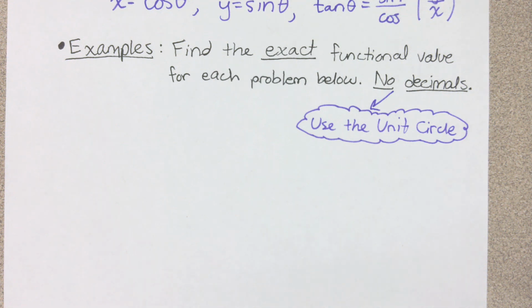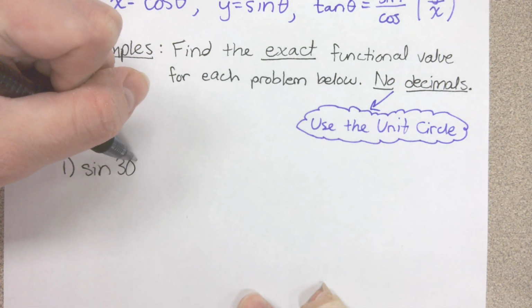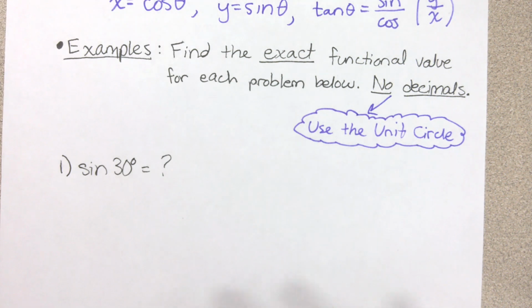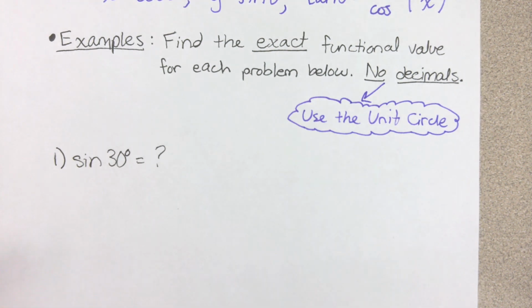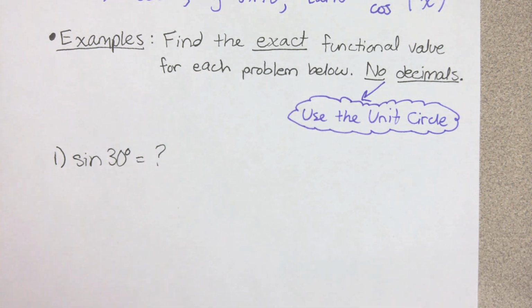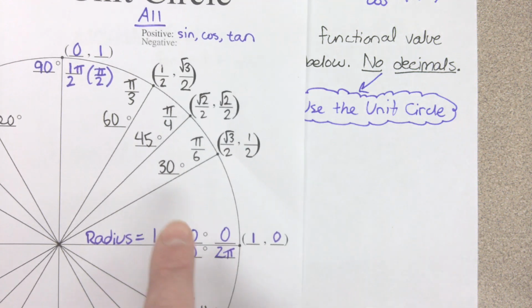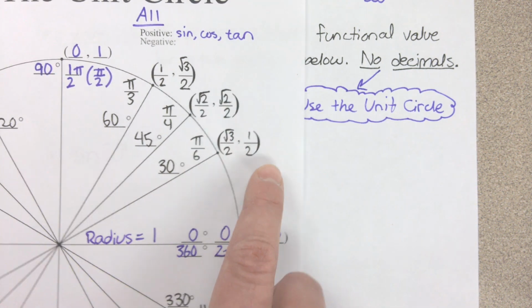These next couple problems, I am going to over-explain what is going on here. More often than not, you guys are just going to write down the answer, and that's fine. But I'm going above and beyond just to make sure you understand what's going on here. First example, sine of 30 degrees equals, if you already know the answer, don't give it to me. What we do, and this is why we have the unit circle. We go find 30 degrees on the unit circle. It's in the first quadrant. And I'm going to write down this point.